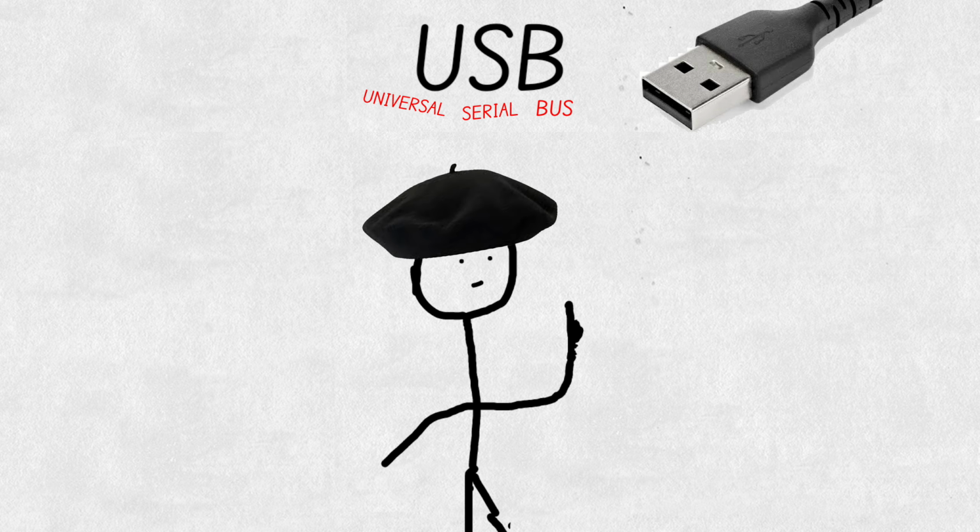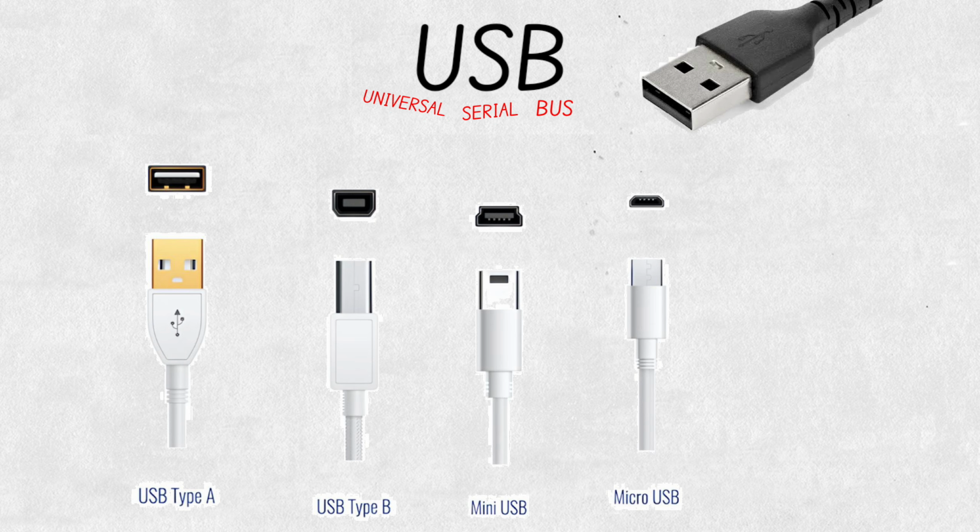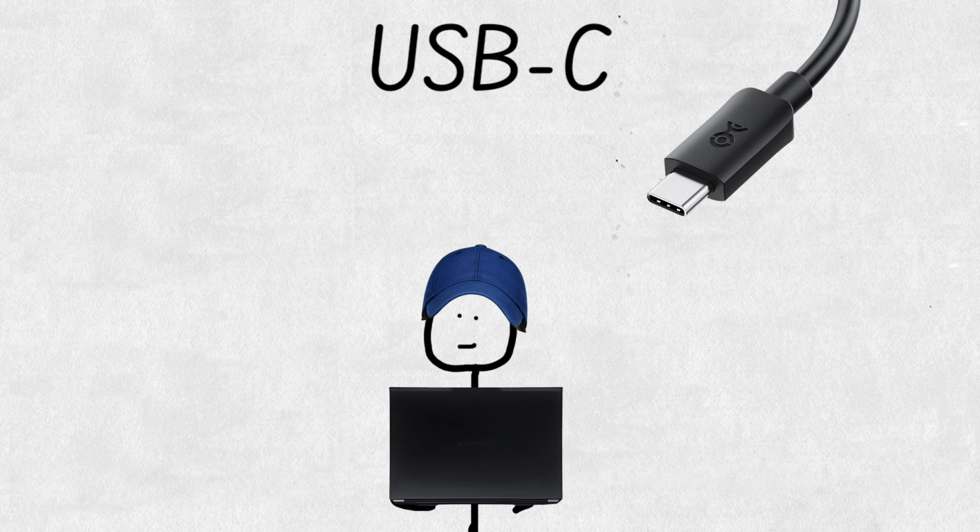The shape changed too. You had Type A, the flat rectangular one everybody knows, Type B for printers, mini and micro USB for phones and cameras, and now USB-C, the small oval shaped connector that works in any direction, is slowly replacing everything else. USB-C deserves its own moment.